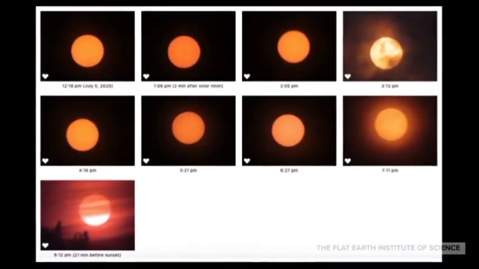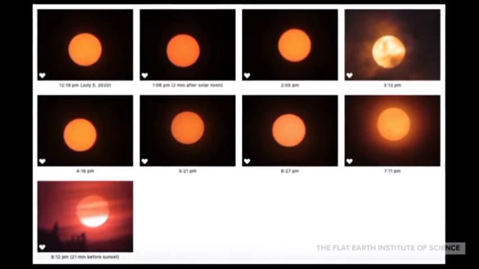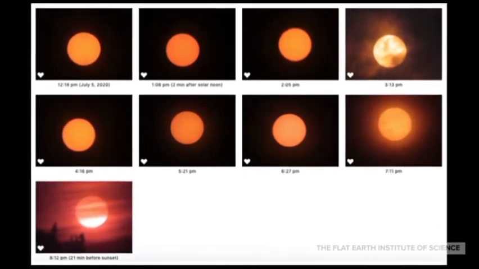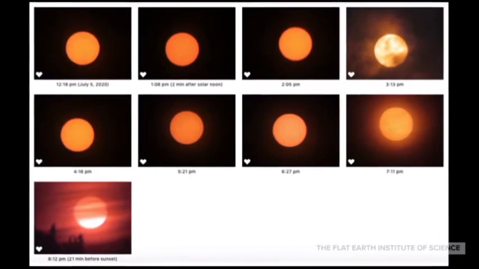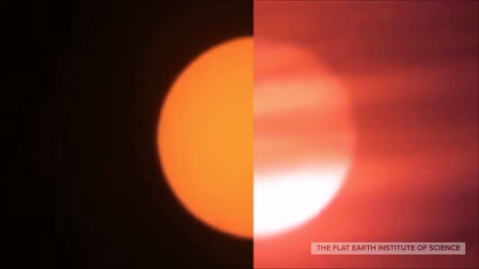In a recent interview, our guest, Flat Earth Math, provided an observation of the sun not appearing to shrink as it traveled across the sky. Here you can see his photo at noon, lined up against his photo 21 minutes before sunset, wherein you can see that the sun appears to be the same size in both photos.